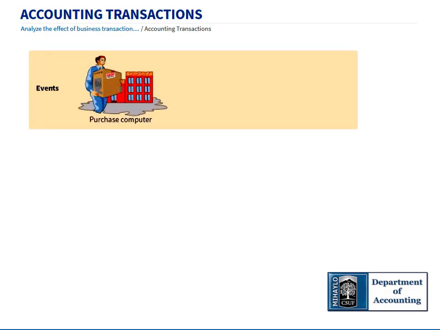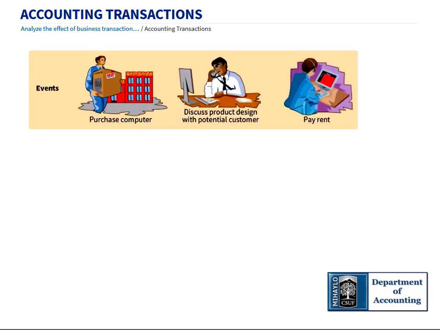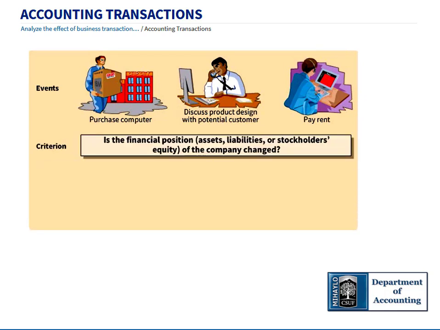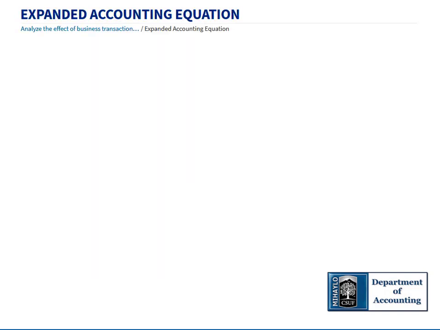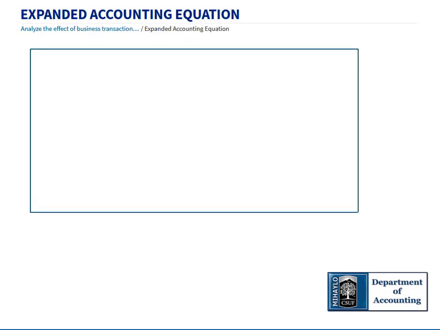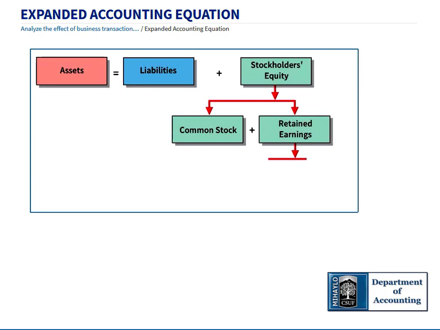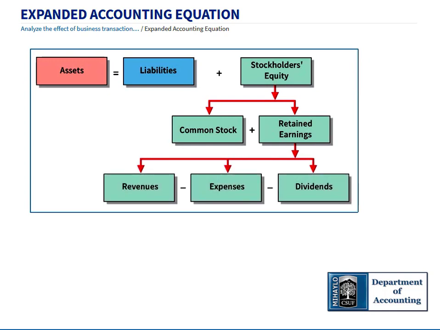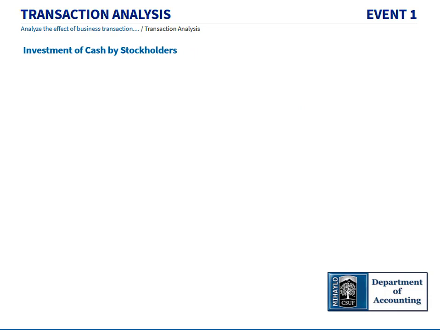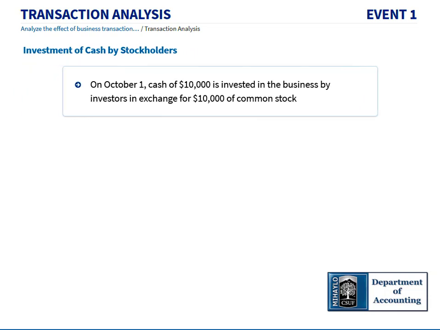Here, we summarize the decision process used to decide whether or not to record economic events. In order to analyze the transactions of Sierra Corporation, we will expand the basic accounting equation as shown here. This will allow us to better illustrate the impact of transactions on stockholders' equity. To illustrate how economic events affect the expanded accounting equation, we will examine some of the events affecting Sierra Corporation during its first month.